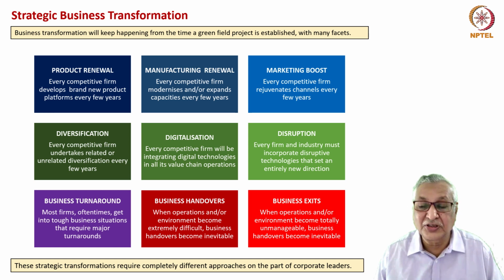Then you have business exits. When operations and or environment become totally unmanageable, business handovers become inevitable. When the environment is extremely difficult and management of the company also becomes extremely difficult, people tend to hand over the business to more competent hands. However, when the environment is completely untenable in terms of business fundamentals and the management capability is completely found wanting, then there is no option other than exiting the business. These strategic transformations require completely different approaches on the part of corporate leaders.